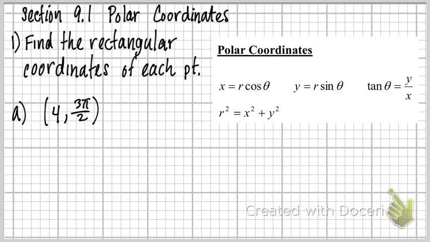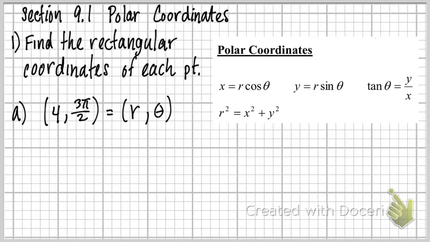Find the rectangular coordinates of each point. So here goes a point here, 4 comma 3π/2. And this is just really my r and my theta. So essentially all I'm going to do here is just plug it into the formulas, and I'm just going to use these two formulas here.